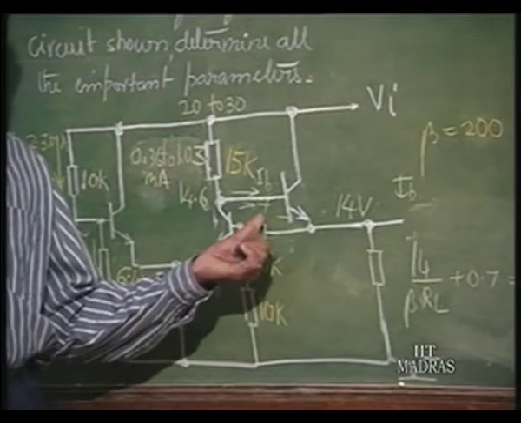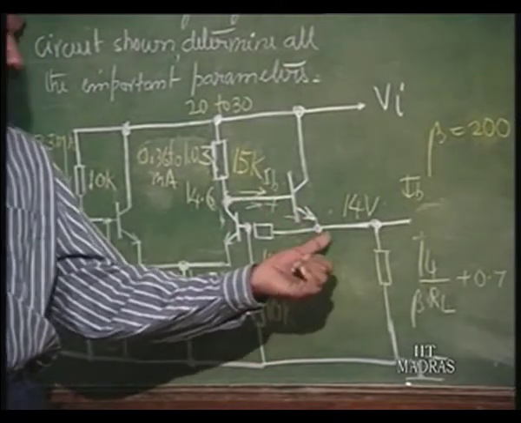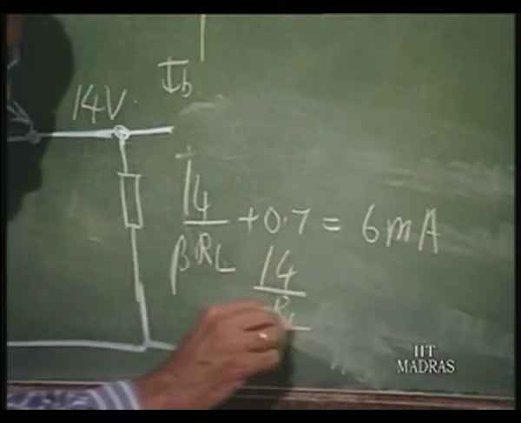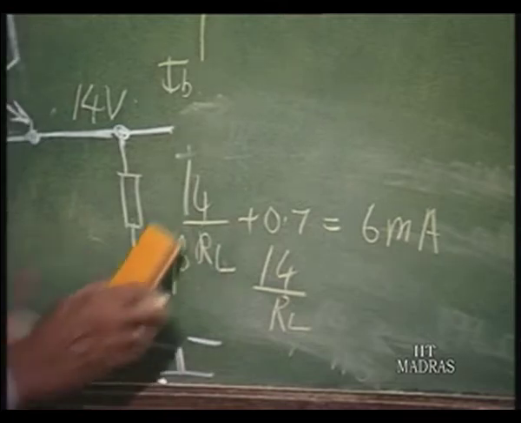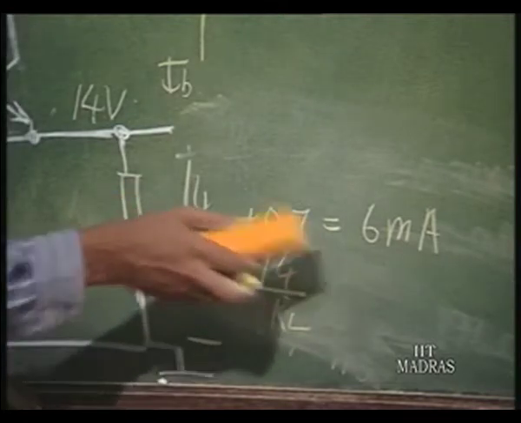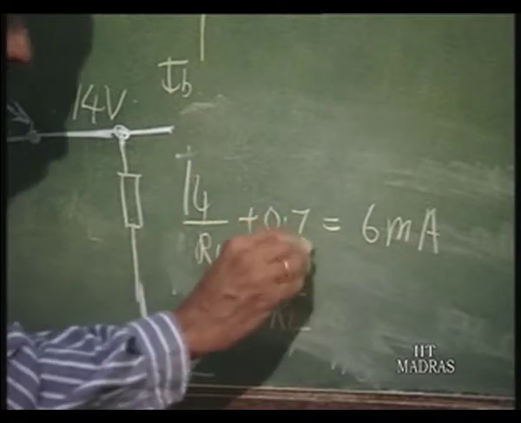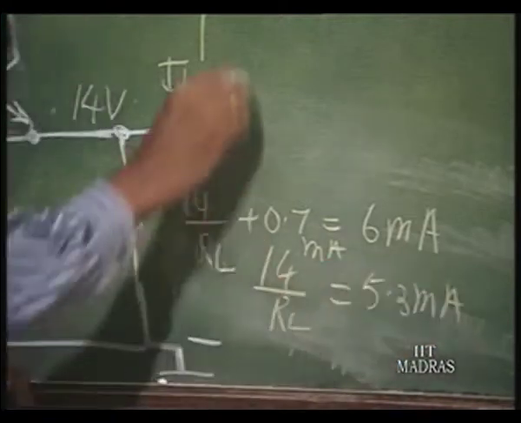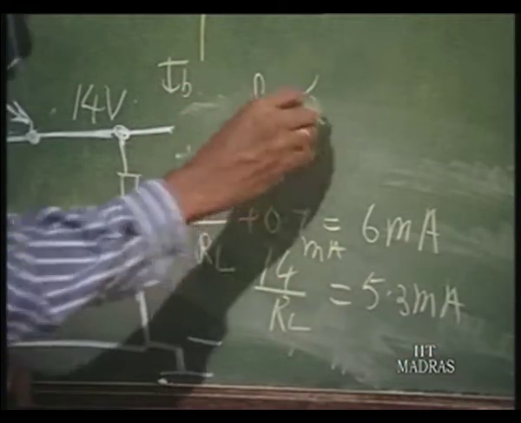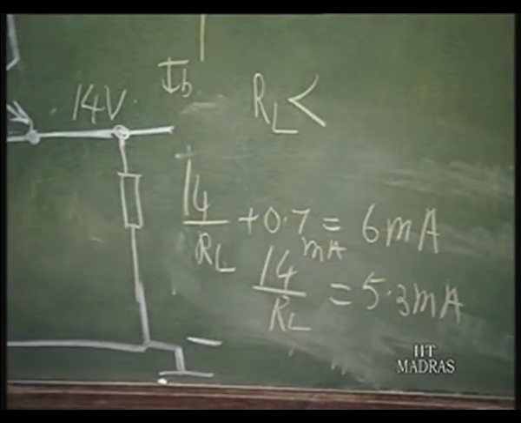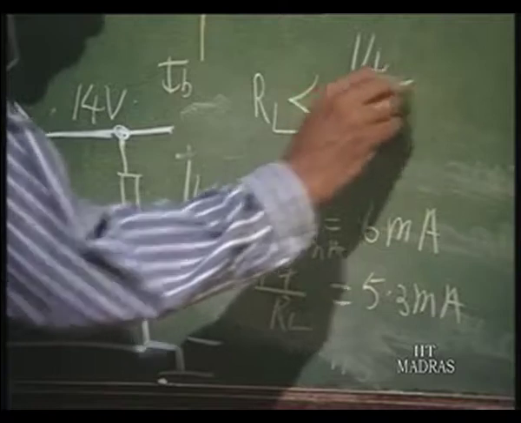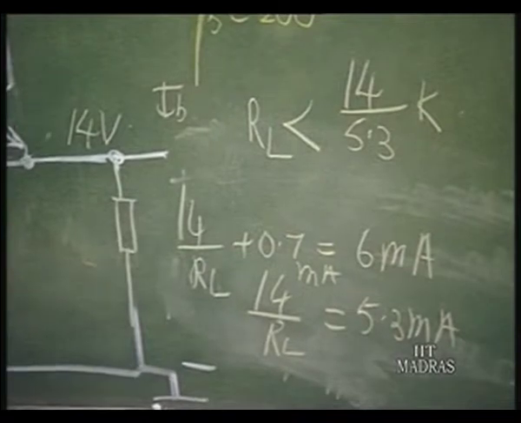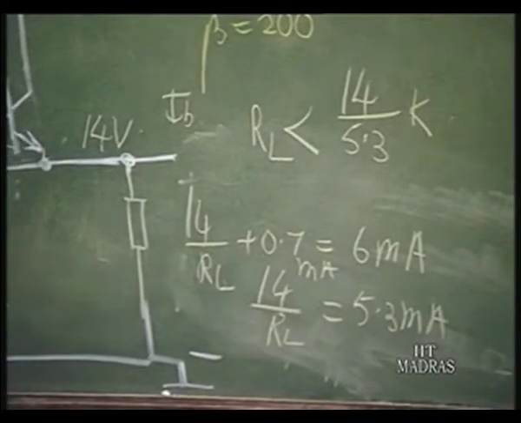0.03 comes here into 200 is 6 milliamperes. Okay. So, this 14 by RL, this beta is already taken, 14 by RL plus 0.7 milliamperes is equal to 6 milliamperes, or this is 5.3 milliamperes, or RL should be less than this 14 divided by 5.3 K, 2.64.